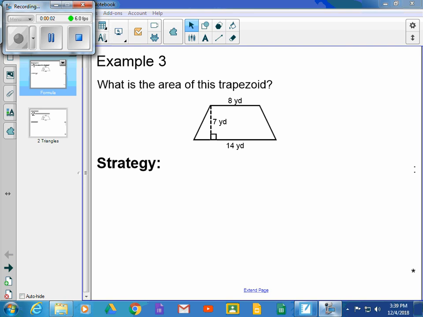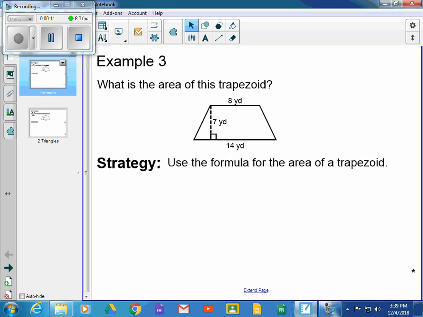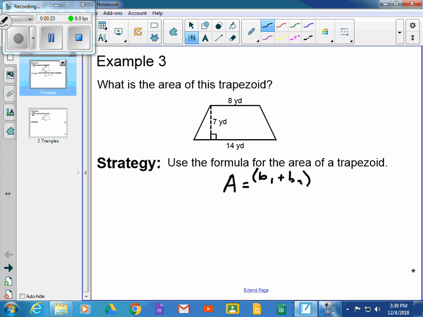Example 3: what is the area of this trapezoid? Now there's a couple different strategies that we can use to find the area of a trapezoid. One is to use the formula for the area of a trapezoid. It's a little bit more complicated formula. It is area equals (base 1 plus base 2) in parentheses times the height, divided by 2.